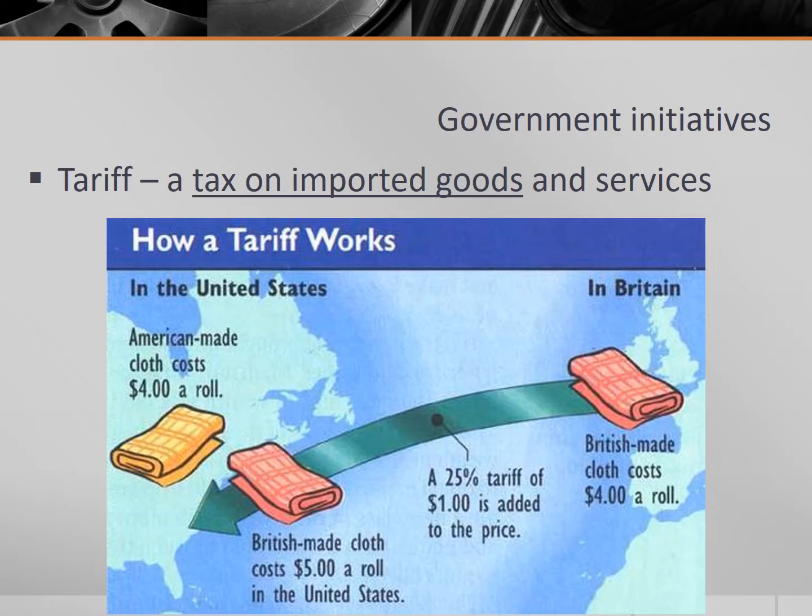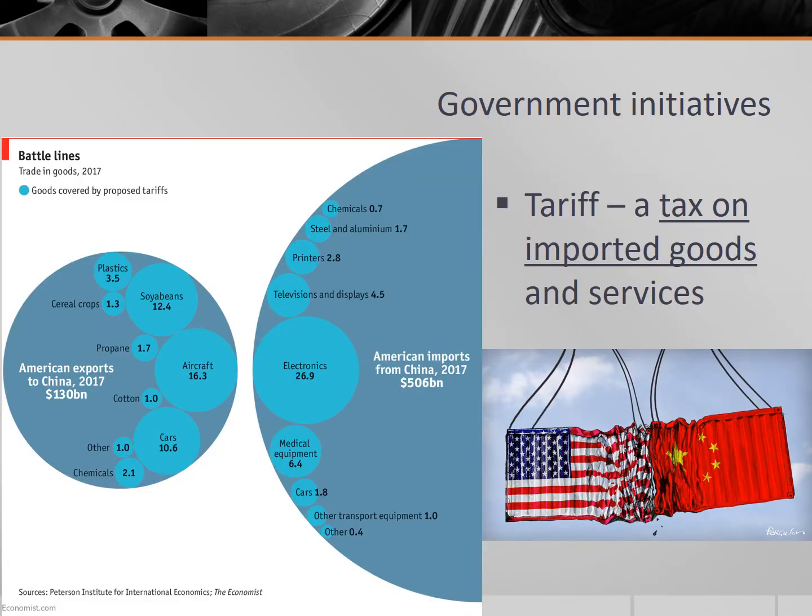So let's look at one example of the impact of tariffs. In late 2018, the United States imposed tariffs on a wide range of goods imported from China, to which China retaliated with tariffs on US goods like agricultural products like soybeans. Ultimately, costs increased for consumers, and affected businesses saw a decline in sales as a result.